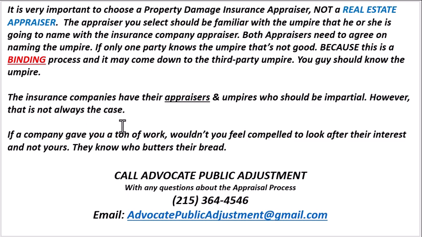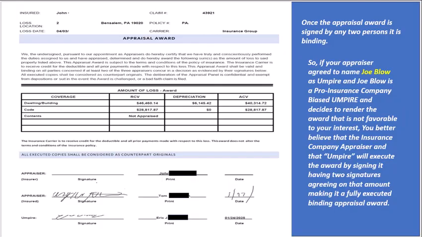However, that's not always the case. They have their hired guns. They know who to hire. They know who butters their bread, and so they have their people, and you should understand that you need your people. So please call Advocate Public Adjustment with any pricing discrepancy disputes, and we may be able to intervene as an appraiser to help you out. You can give us a call at 215-364-4546. Here's an example of an appraisal award.